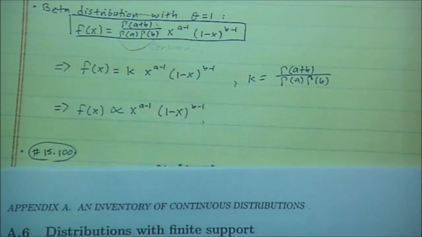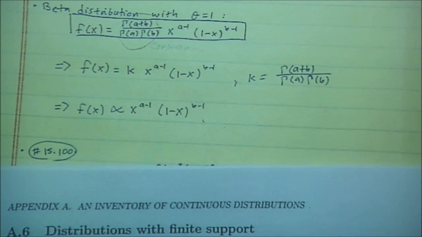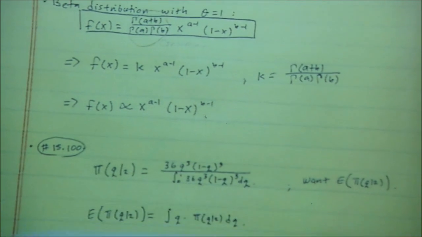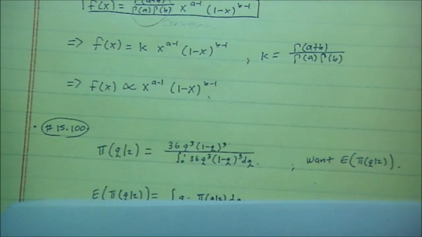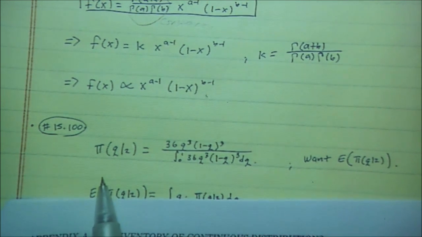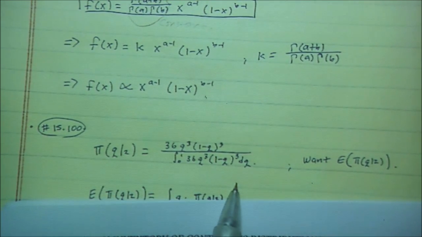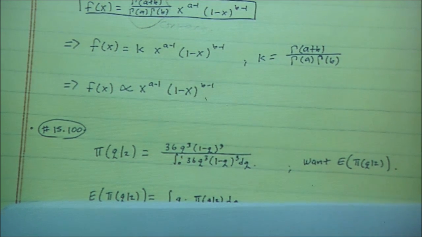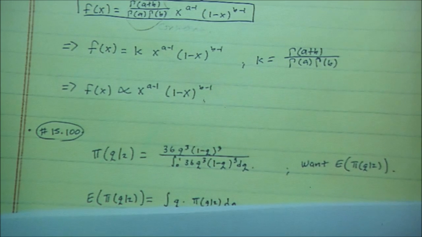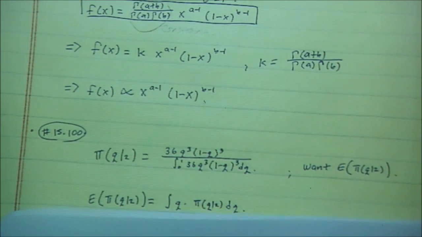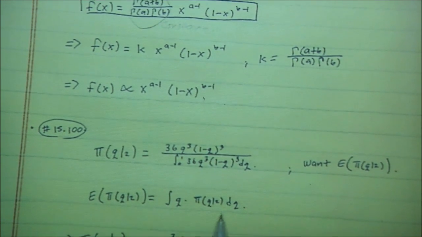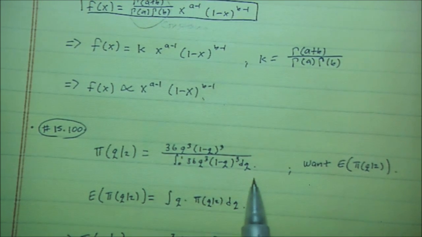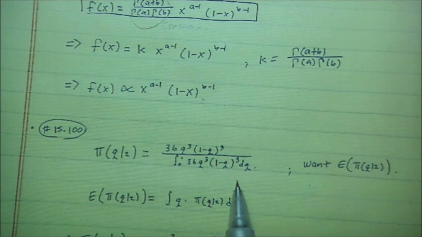Now take a look at the document solutions to book problems posted on the class website. We'll take a look at an example from number 15.100. Here we see that our posterior distribution is this, and we are asked to find the mean of the posterior distribution. One way to do this is to evaluate the integrals for a posterior distribution and take the expectation using this formula. However, a smarter way is to realize that this distribution looks similar to a beta distribution.